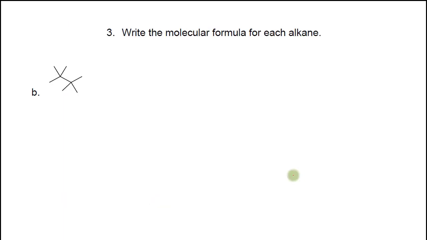Here we're writing the molecular formula. This one has 4 carbons there. This is 5, 6. So I have C8. There's 6 CH3 groups, so I'll have 18 hydrogens.